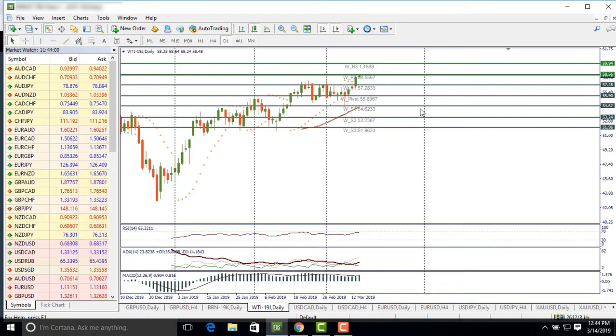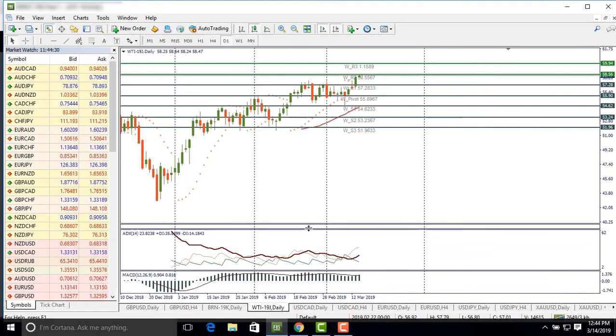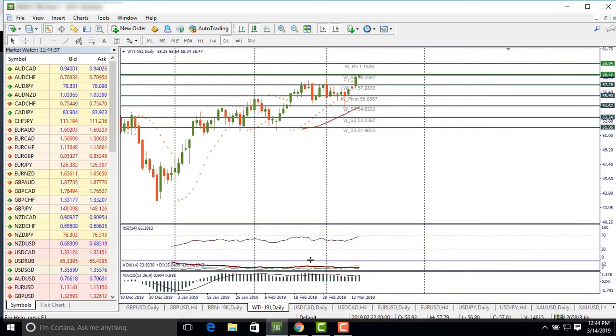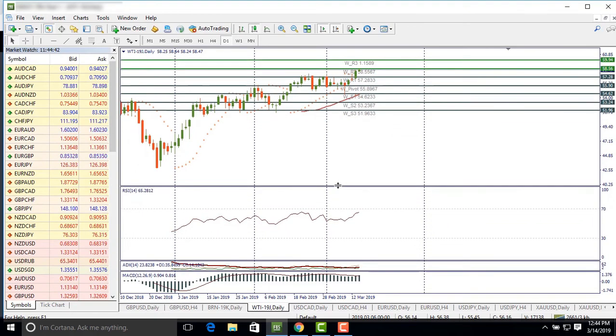On the other hand, if bears take over the market, the price for WTI will fall to the support at 57.28. The next support lies at 55.90. From the technical side, we can see that ADX shows bulls are gaining strength, and RSI here is also moving towards the overbought zone.